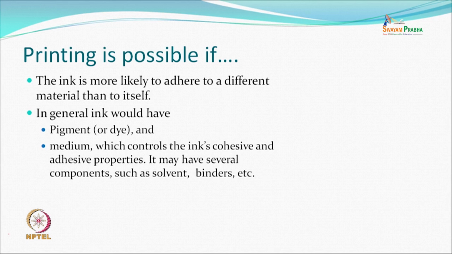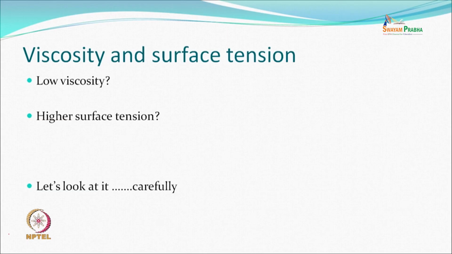So, in general, ink would have a pigment or a dye, which of course is what is needed, and there is going to be a medium which controls the ink's cohesiveness and adhesiveness. It may have several components within this solution which is called the ink. It could be binders, it could be solvents, and many other things which would change the flow behavior of the ink. In general, the viscosity and surface tension are going to play an important role.